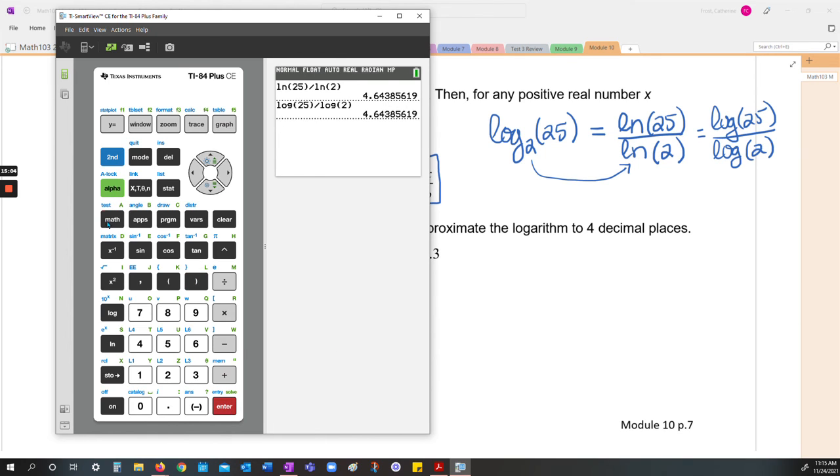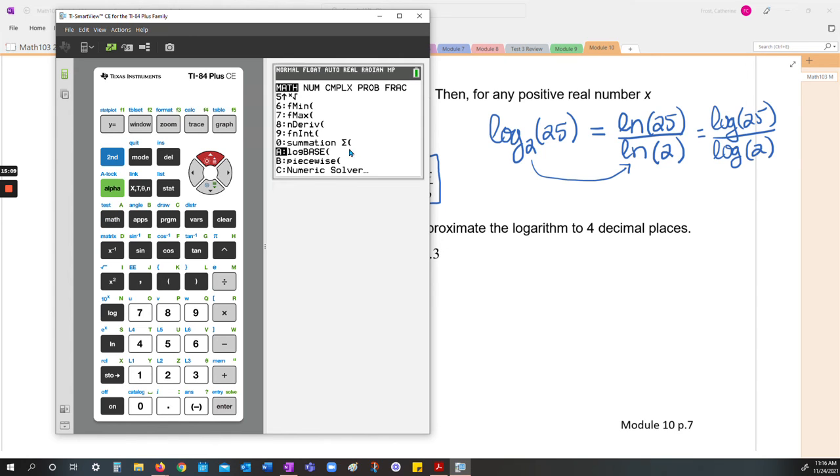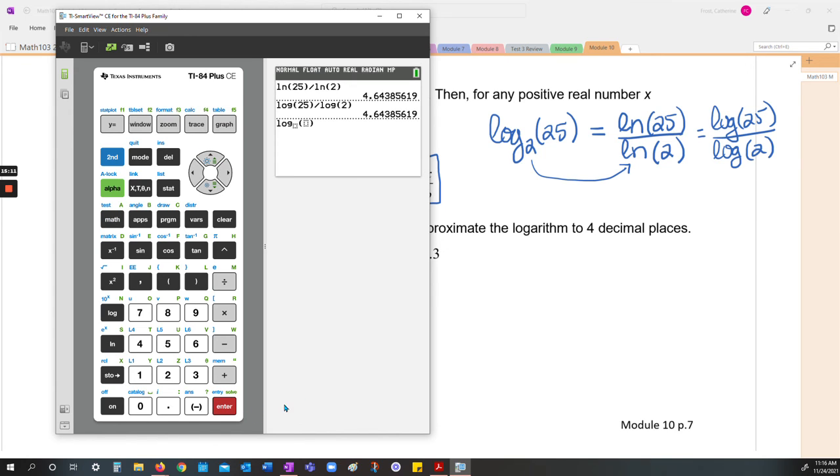And this calculator does have that log base where I can actually directly enter log base 2 of 25. So let's just confirm that that's going to give us the same thing. And it does.